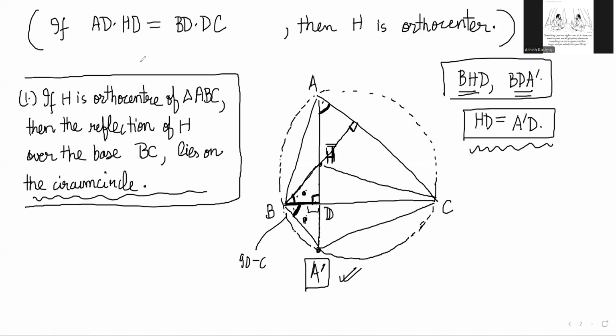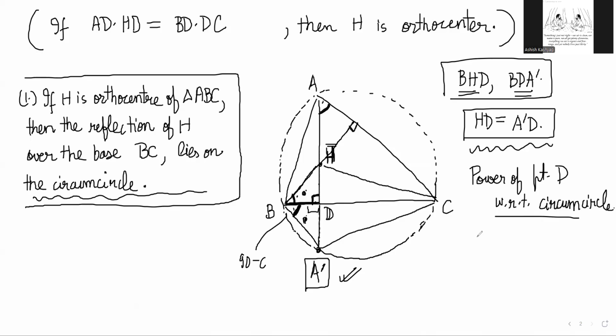What have you said? Similarity? What are you saying? Sir, power of a point, which is proved by similarity, so we can say that BD into DC is equal to AD into DA. AD into DA? What is AD into DA? Why are you repeating the same thing? A dash D into DA, sorry sir, A dash D into DA. And sir, we are saying that power of point D with respect to circumcircle.